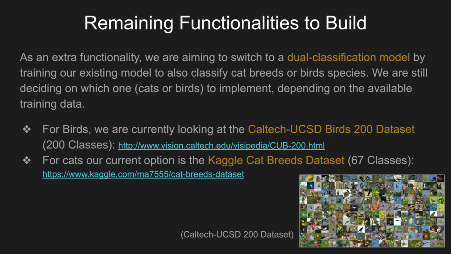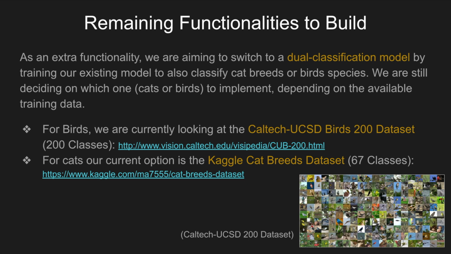The remaining functionalities to build. So as discussed earlier, our goal would be to switch to a dual classification model by training our existing model to also classify either cat breeds or bird species. So right now we're looking at two data sets to help us achieve these goals. The first one is the Caltech UCSD Birds 200 dataset that has 200 classes of birds inside, and the second one is the Kaggle cat breed dataset, which has 67 classes, meaning 67 cat breeds.